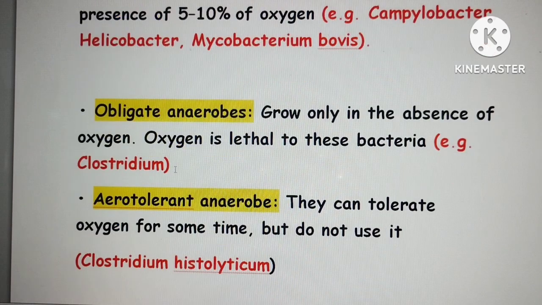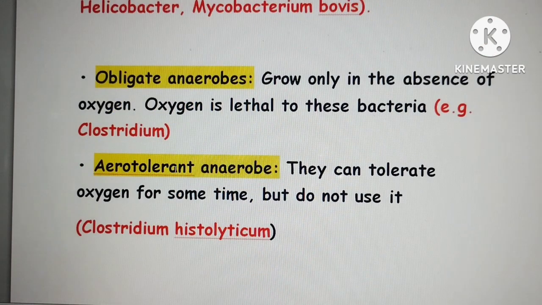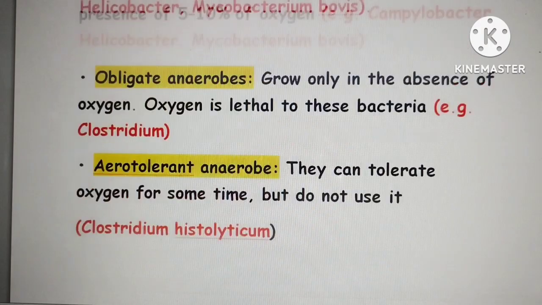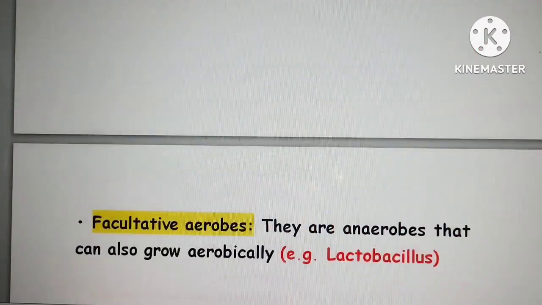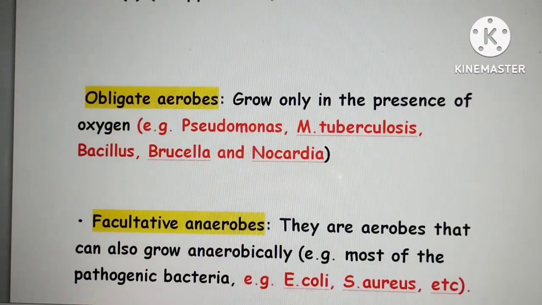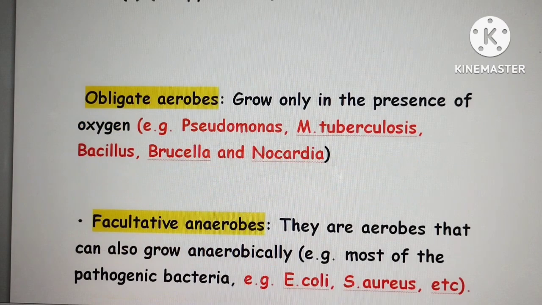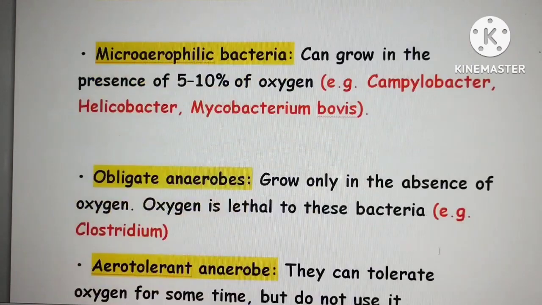So what is aerotolerant? As the name implies, they can tolerate a little amount of oxygen, but they do not use it for their growth. The example is Clostridium histolyticum. Is it clear? In this, just remember the examples. They have been asked the examples for obligate aerobe and microaerophilic.